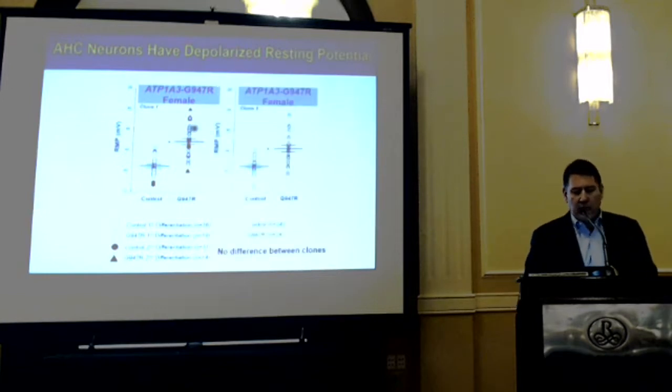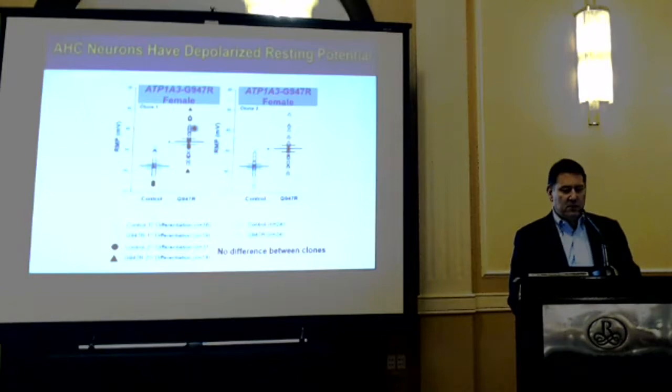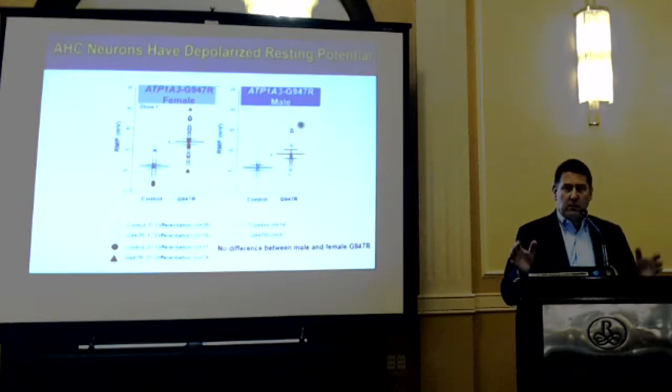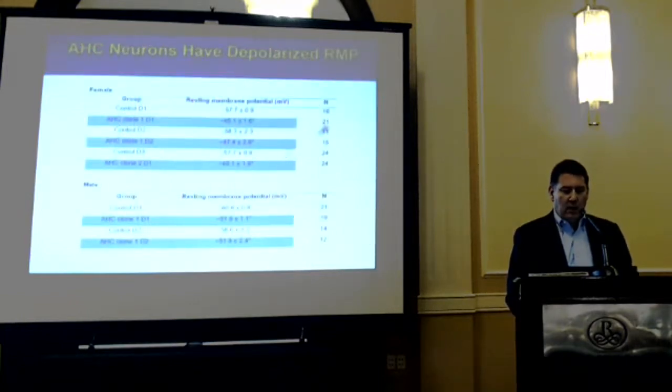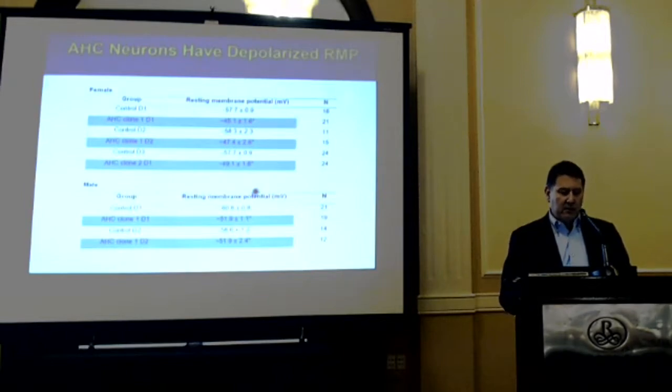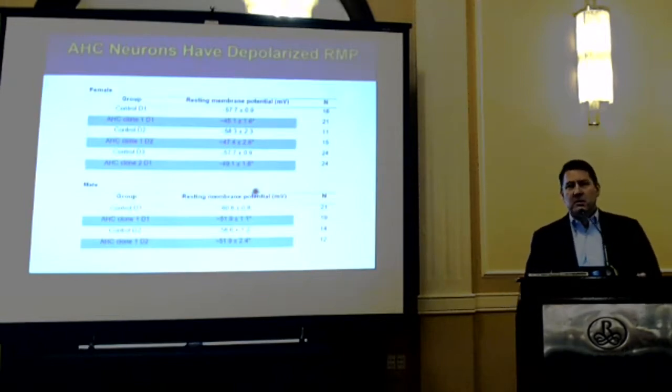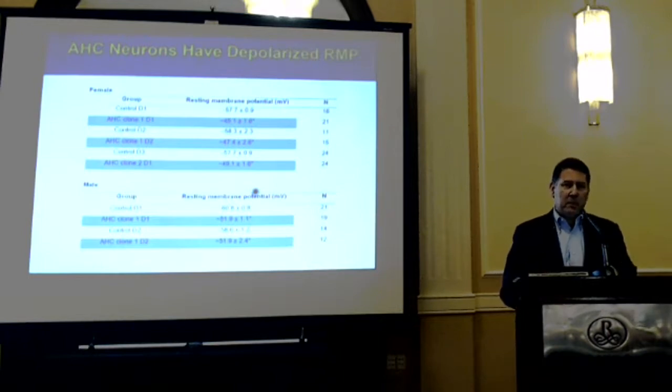We looked at multiple rounds of neurons that we derived from that patient. We looked at 2 different independent cell lines from that patient and saw a very consistent result. We then looked at the male patient with the same mutation, same trend in the data, and here's just a table illustrating all the measurements we made, several dozen measurements, and consistently the AHC neurons had a less negative resting membrane potential. Again, all very consistent with the observation that the pump is not pumping, the ion gradients are disturbed, and the resting potential is not what it should be.